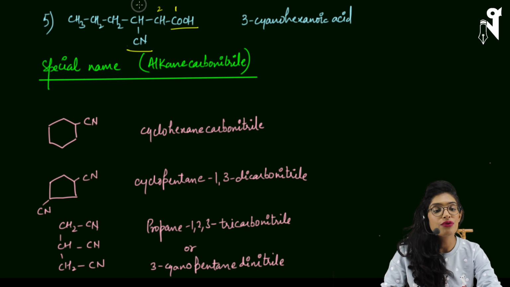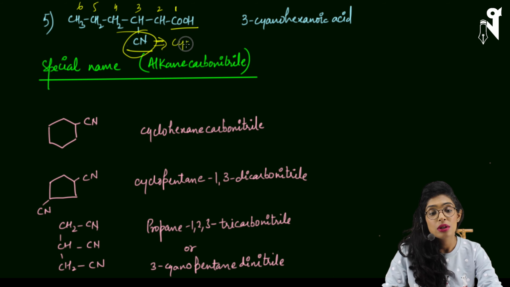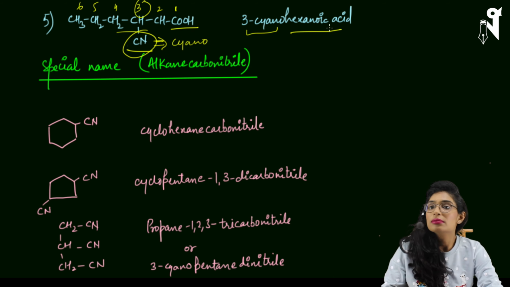So 1, 2, 3, 4, 5, 6, and this gives my cyanide the 3rd position. The prefix for nitrile group is cyano. So it will be on the 3rd position. So it will be 3-cyanohexanoic acid. Simple.